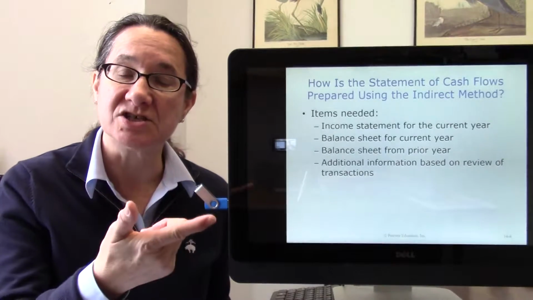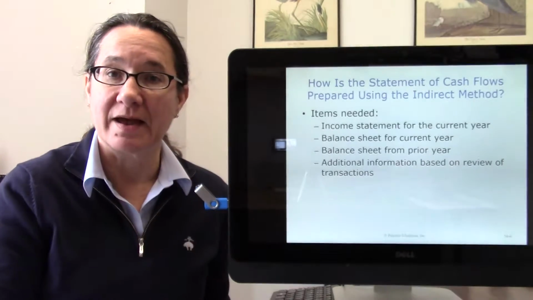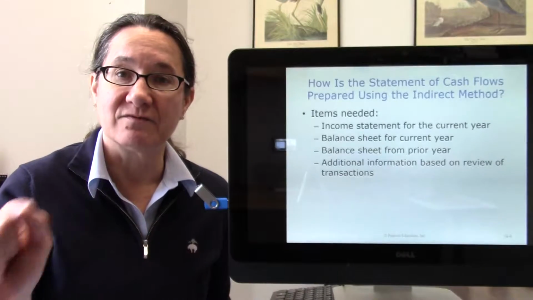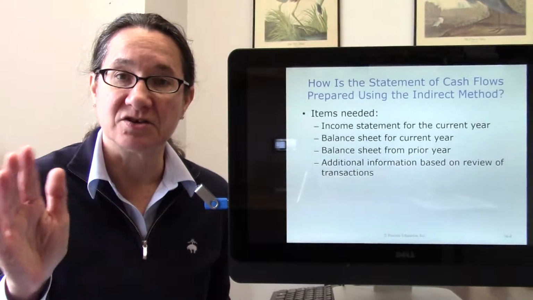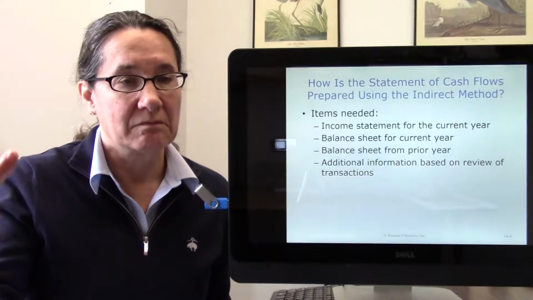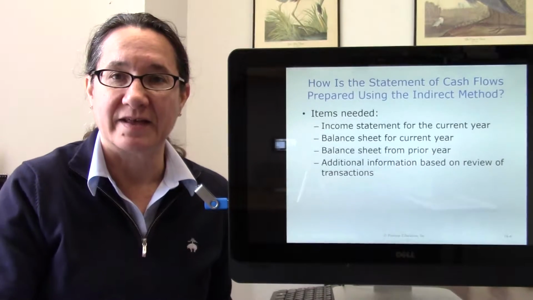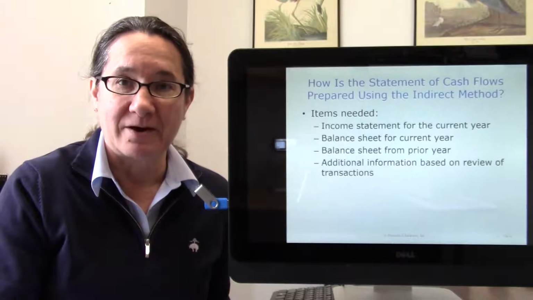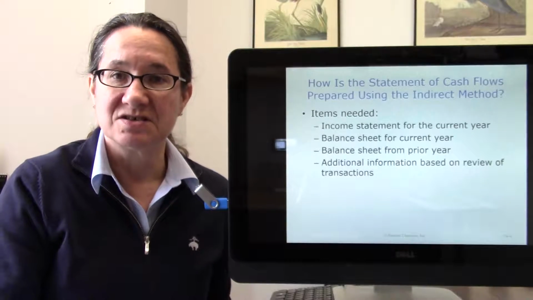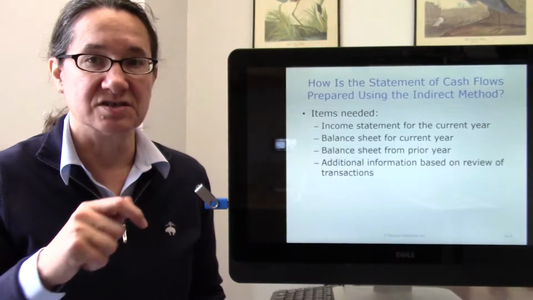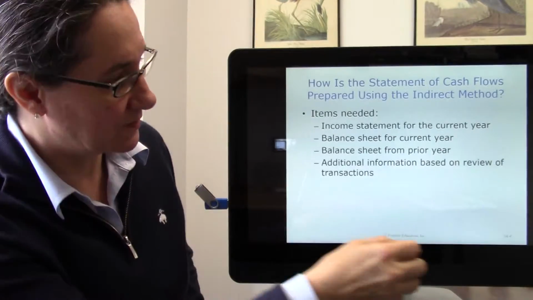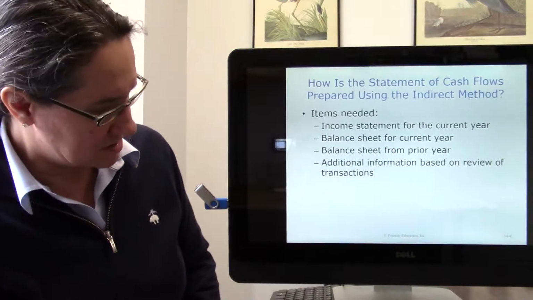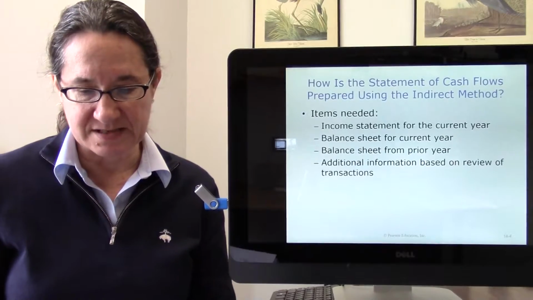We go, what were the changes in this part of the balance sheet? So we can infer that if this part of the balance sheet increased, then we must have spent cash for that, right? So it's sort of like making a series of inferences about cash based on changes. So it's indirect and not just directly, here's how much cash we spent. All right. So, how is it prepared?